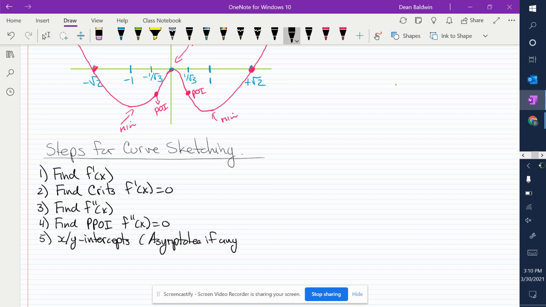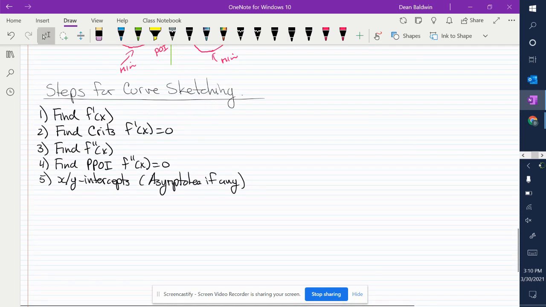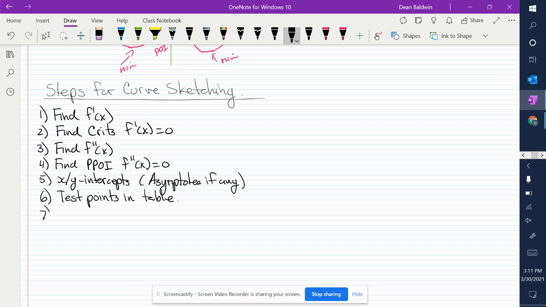All right, once you find all that stuff, then what do you do? Test points, i.e. you do the table thing. Either his table or my table or invent another table. I'll just say test points in table. And then the final step, graph it.